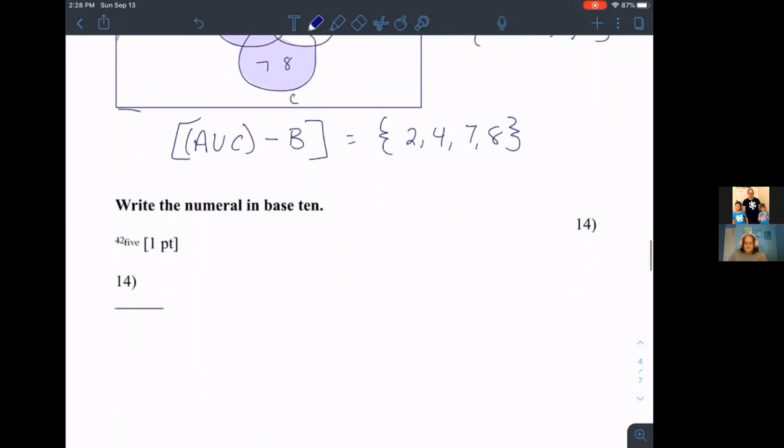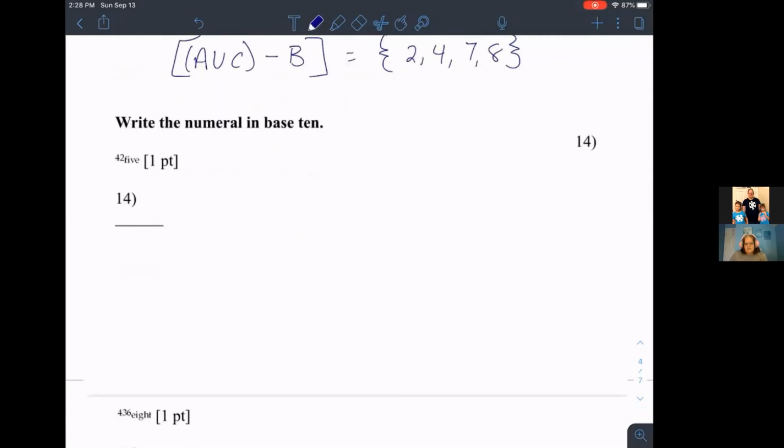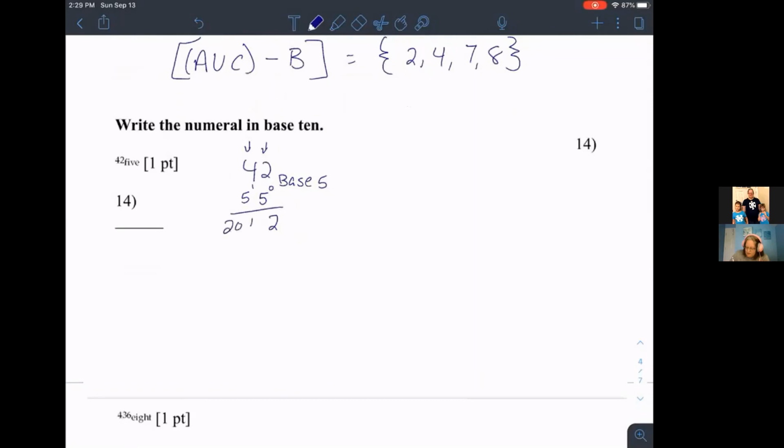All right, so now the easy part, reviewing the bases. We want to do 42 base 5 and change it to base 10. So that means we would be multiplying each digit by the value of its place. In a base 5 system, it would be 5 to the 0 and 5 to the first power. So 2 times 1 is 2, and then 4 times 5 is 20. You add those together. It's equal to 22 base 10. So your answer would be 22.